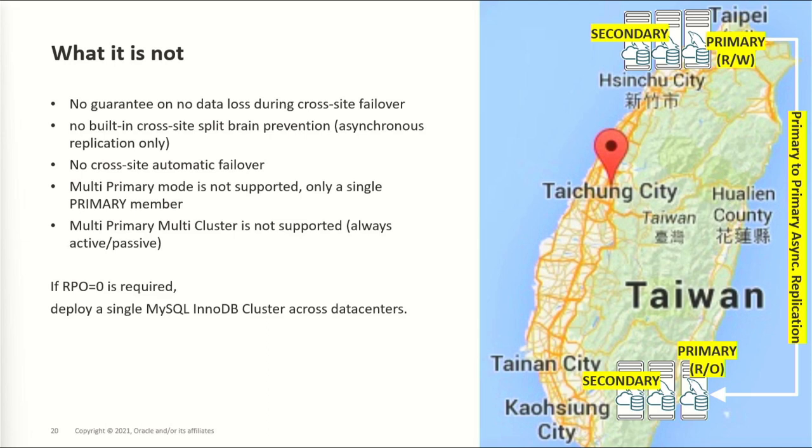Multi-primary mode is not supported. We are just talking about single primary mode. And this is very important: if you have a requirement that no data loss is allowed, then do not use InnoDB cluster set. You need to deploy MySQL InnoDB cluster across data centers to maintain RPO equal to zero.